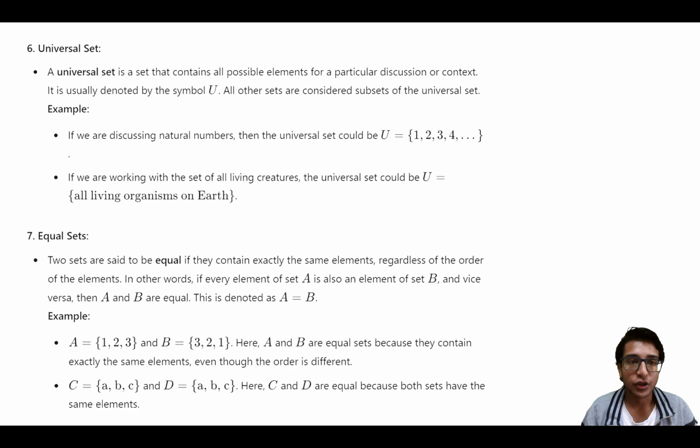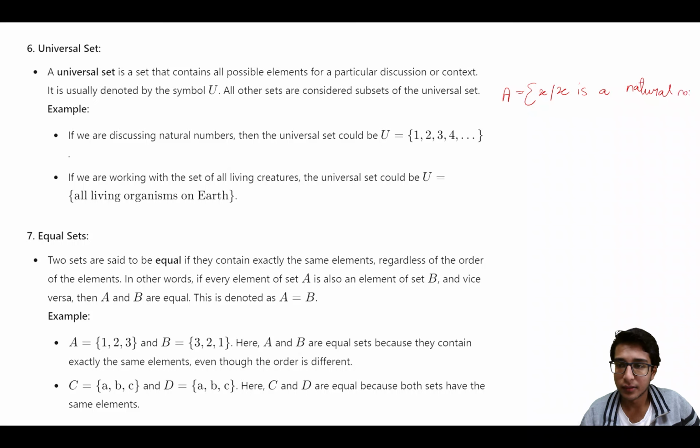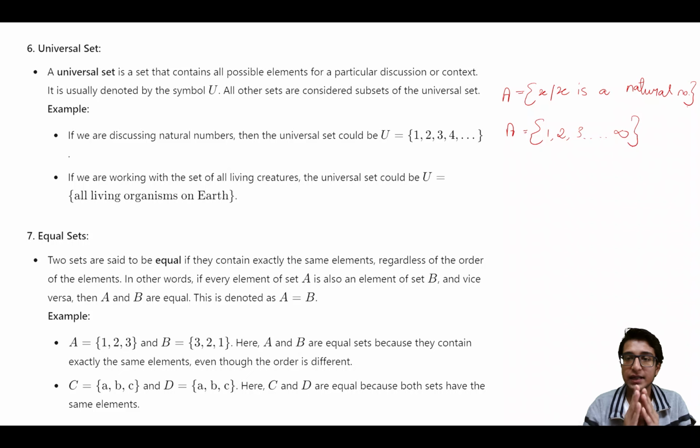Universal set. A universal set is a set that contains all possible elements of that particular topic that we are discussing. So for example, if I say I have a set A which is {x : x belongs to the natural numbers}, that means I am going to have this set as 1, 2, 3 and this would go up till infinity, right? So this is known as a universal set. That means it contains all the elements of the thing that we are discussing.